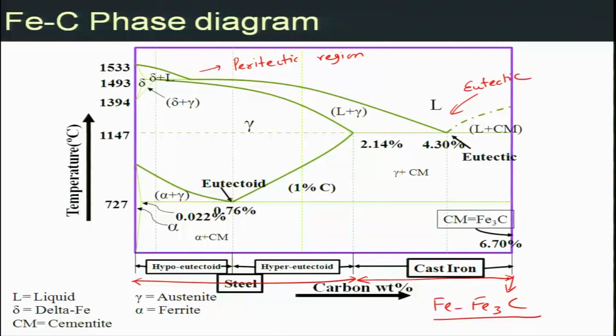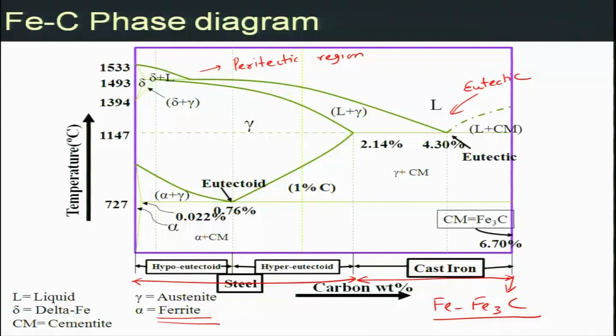So, this whole region is single phase gamma region, FCC structure, but this is an unstable phase because it's a high temperature phase. This transforms into two phases at lower temperature. One is called alpha Fe, which is called ferrite. Alpha Fe is called ferrite. It has very little solid solubility of carbon in iron.